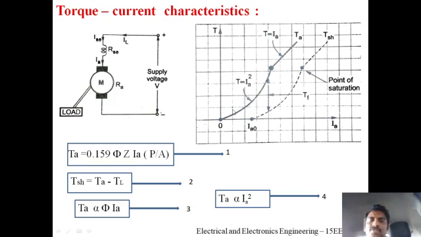The direction of force experienced is given by Fleming's left hand rule. Based on this idea, let us move to the characteristics.